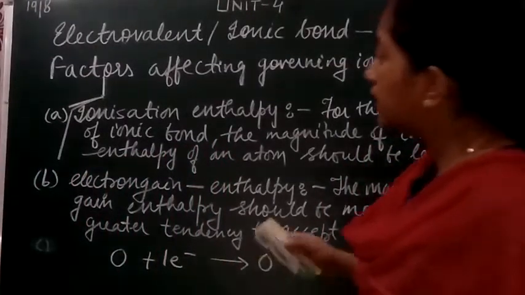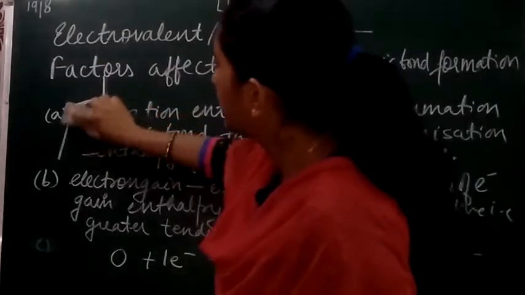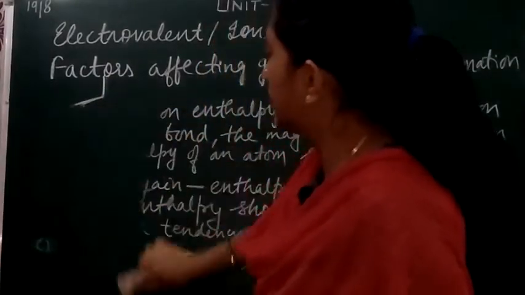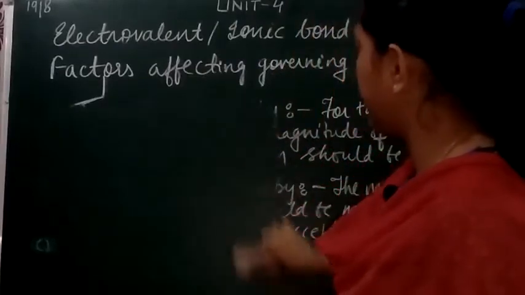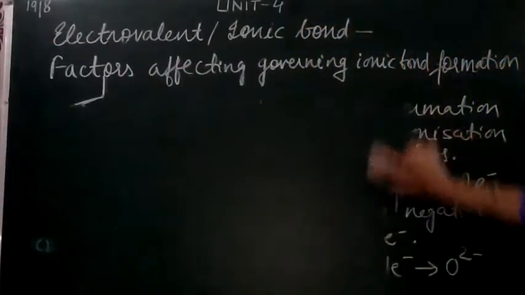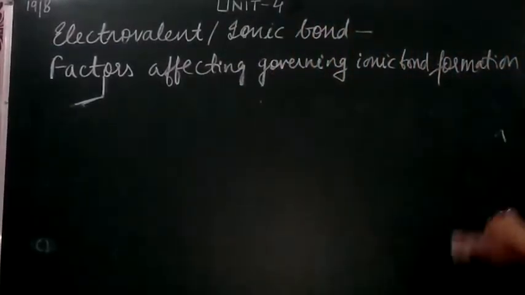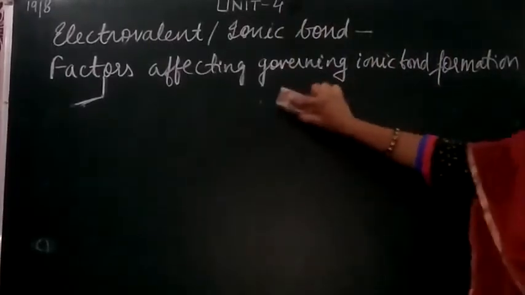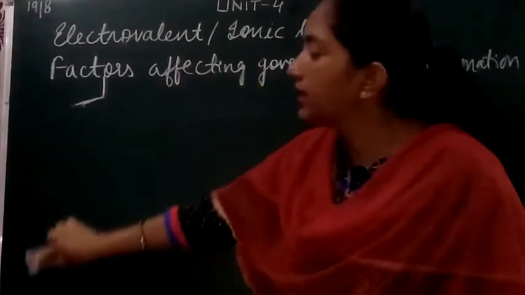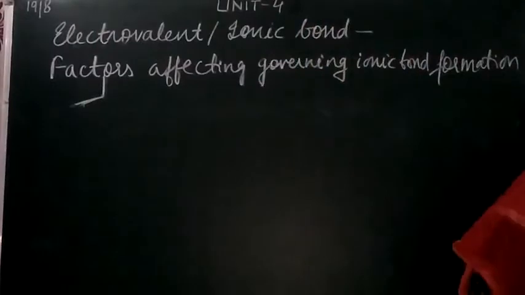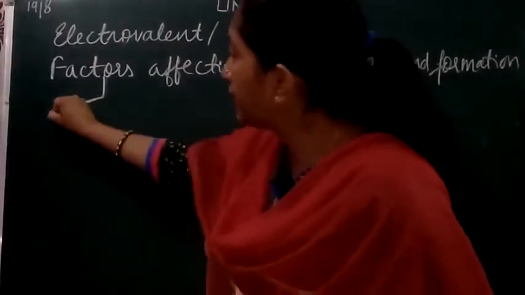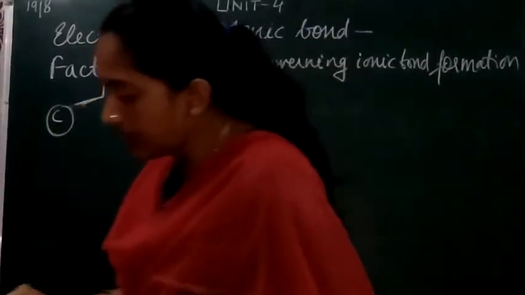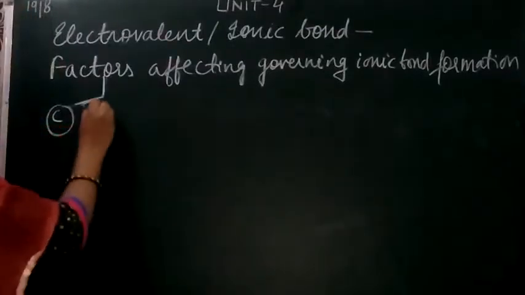Now the third factor is the lattice enthalpy. This is related with the electrostatic force of attraction between the two oppositely charged ions, which will bring them together. So the third factor is the lattice enthalpy.